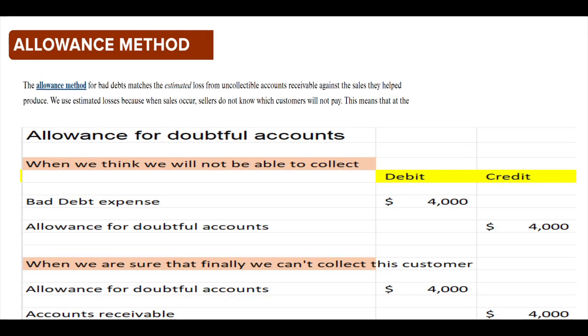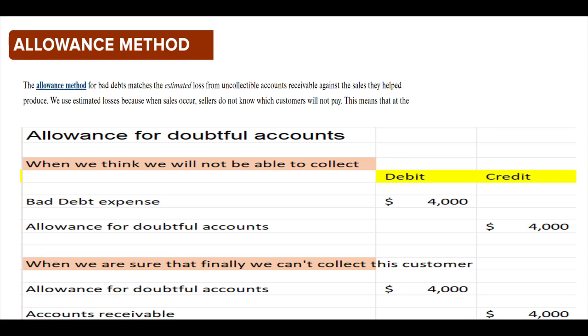Allowance method. The allowance method matches estimated loss from accounts receivable. At this point, we think we will not be able to collect, but we are not 100% sure. For example, customer Tech has $200,000 sales on credit. We estimate 2% of it, which equals $4,000, will be uncollectible. We debit bad debts for $4,000, credit allowance for doubtful accounts $4,000.